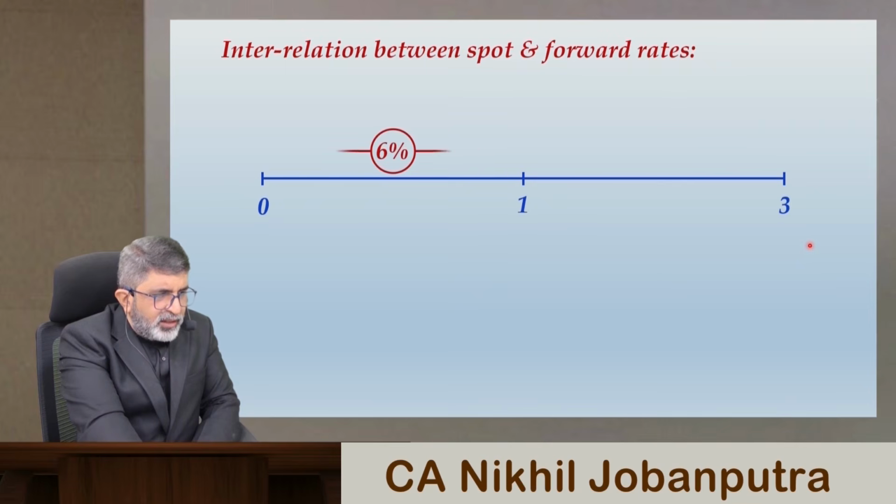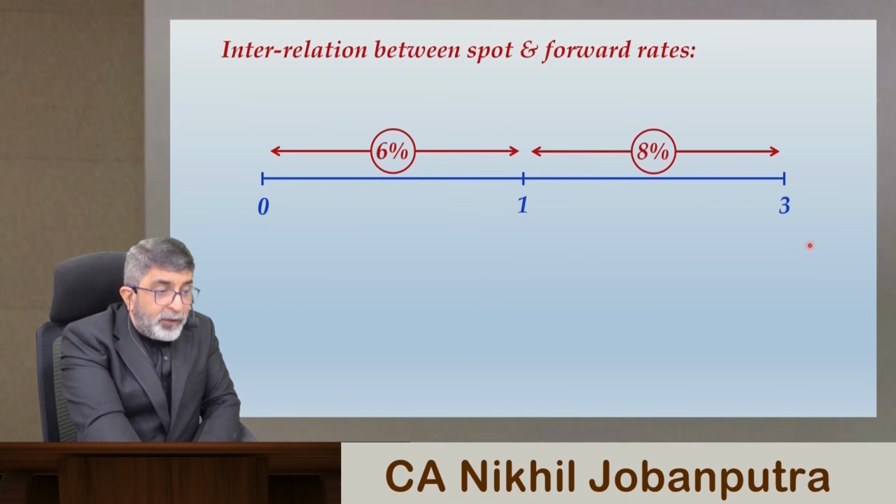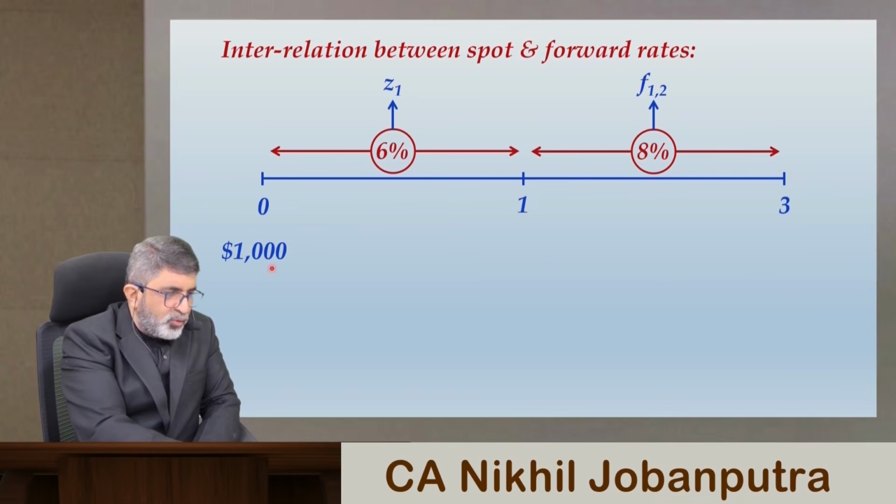This rate is available, that is 0 to 1. That means Z1 is available. This is also available, meaning F1,2 is also available. So Z1 is available, F1,2 is also available. What is missing over here is Z3. So let's take another situation.